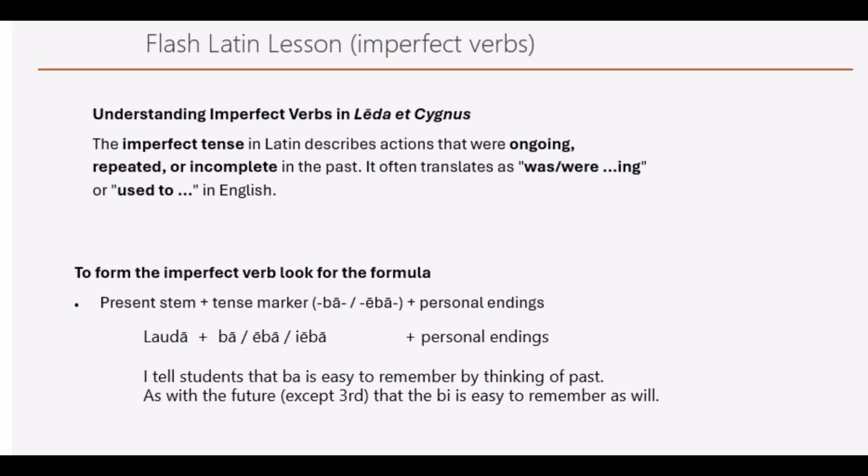Today's flash lesson is associated with the story about Leda and the Swan. We had some imperfect verbs in there, so I thought that would be a good chance to present those.